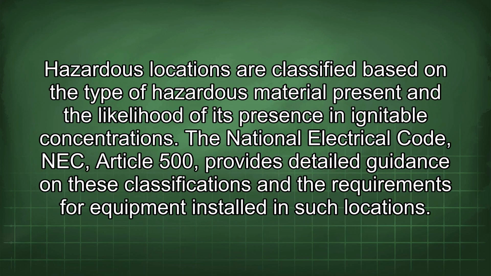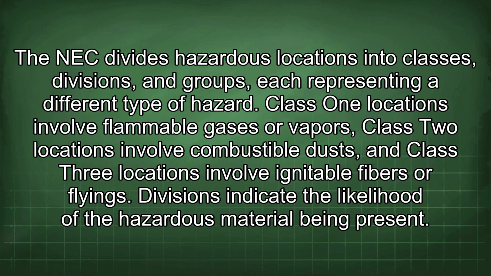Hazardous locations are classified based on the type of hazardous material present and the likelihood of its presence in ignitable concentrations. The National Electrical Code, NEC, Article 500, provides detailed guidance on these classifications and the requirements for equipment installed in such locations. The NEC divides hazardous locations into classes, divisions, and groups, each representing a different type of hazard. Class 1 locations involve flammable gases or vapors, Class 2 locations involve combustible dusts, and Class 3 locations involve ignitable fibers or flyings. Divisions indicate the likelihood of the hazardous material being present.